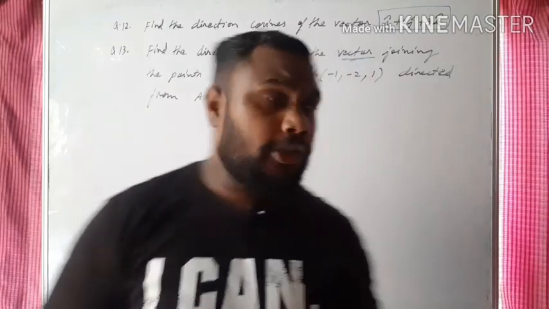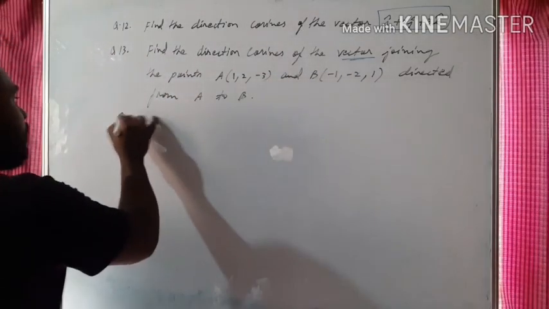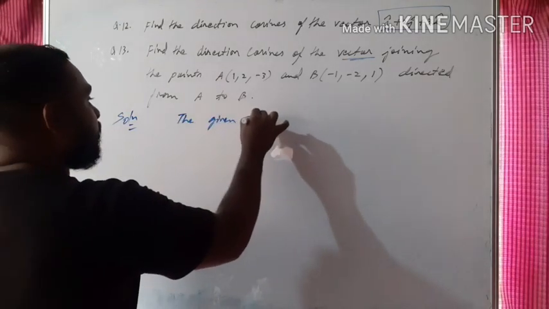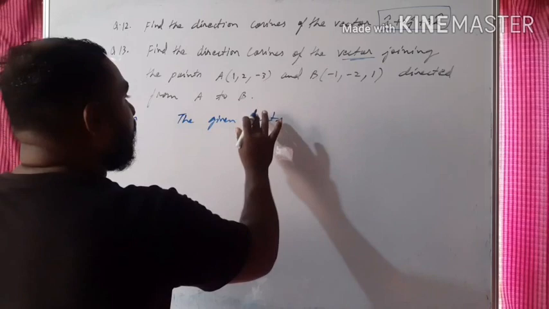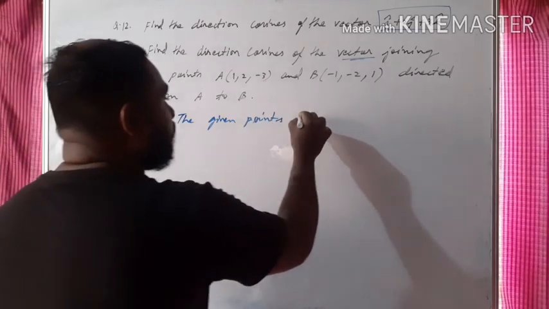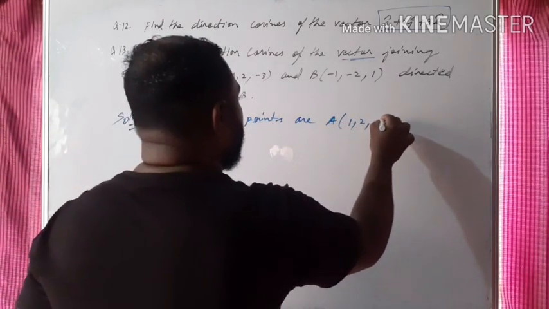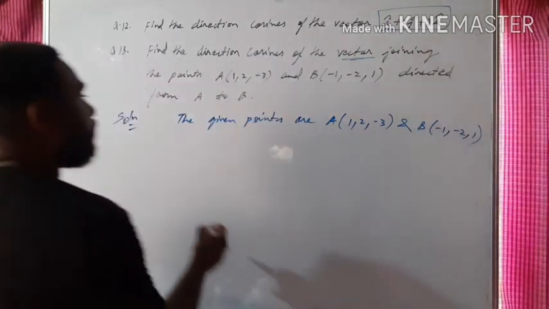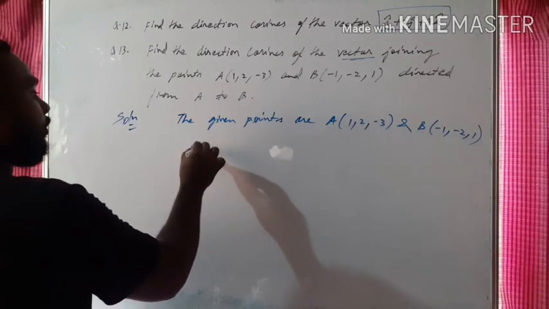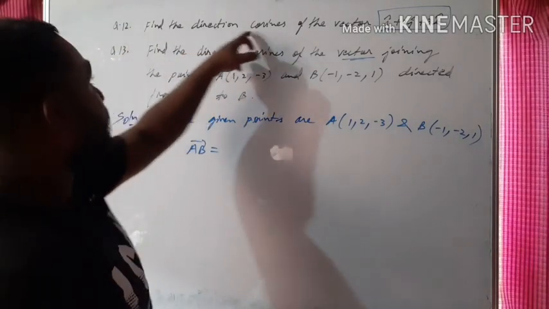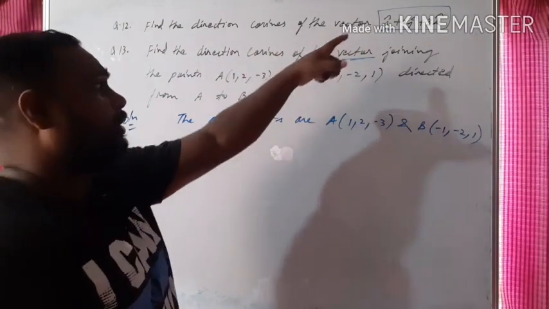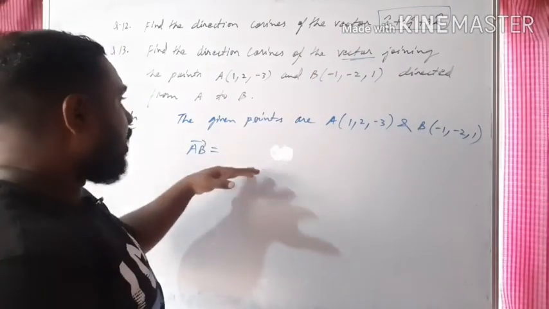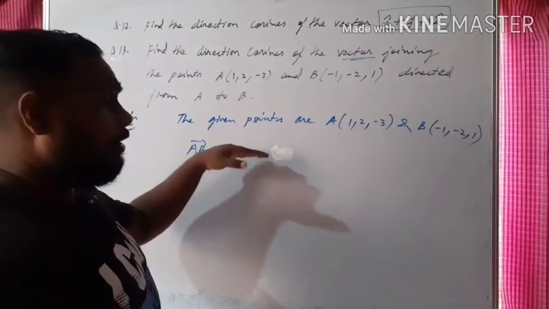Okay, and similarly you can do question 12 also. So here the given points are A (1, 2, -3) and B (-1, -2, 1). Here I will have to find the vector AB first of all. In question number 12, there was no need to find the vector, it was already given, and directly from that vector you had to find the direction cosines. But here I have to find the vector first of all.